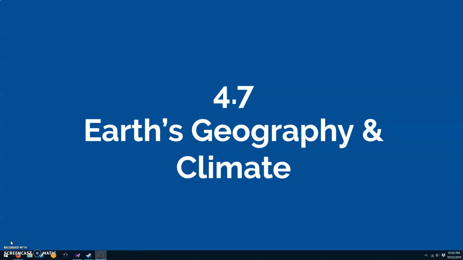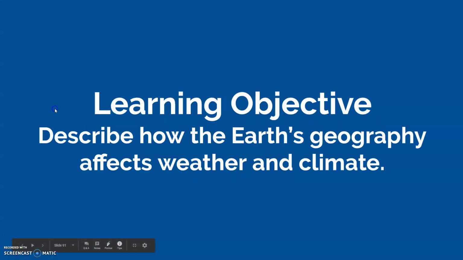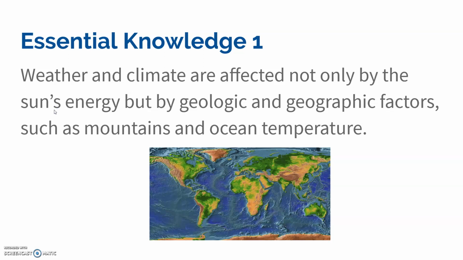4.7, we're going to talk about how geography affects climate. So we'll be able to explain how geography affects weather and climate. So, as I just said in the title, weather and climate are not just affected by the sun's energy, but also by geologic and geographic features such as mountains and ocean temperatures.